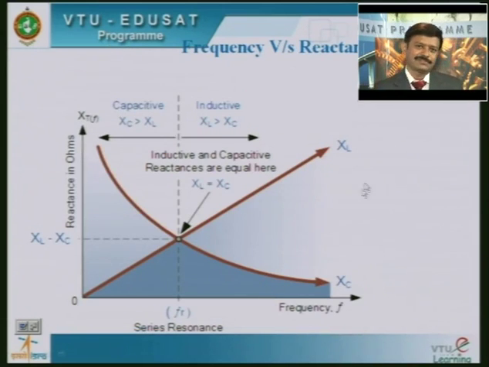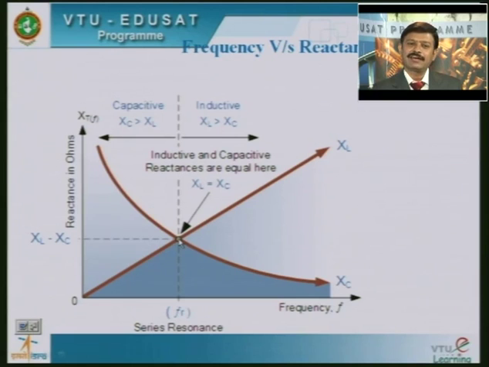See this diagram. It is a graphical representation of both reactances, Xc and Xl, with respect to frequency. Xl versus frequency gives this straight line, and Xc versus frequency will give this hyperbolic curve. Both reactances are meeting at this point. This point is called the resonating point.